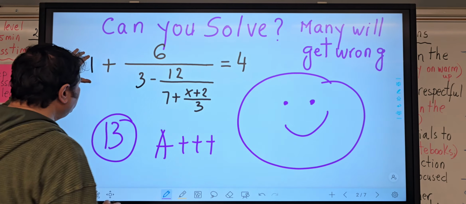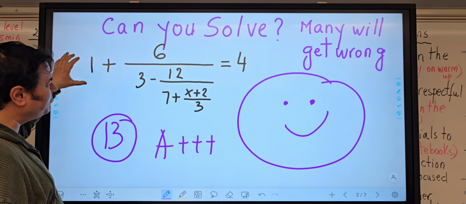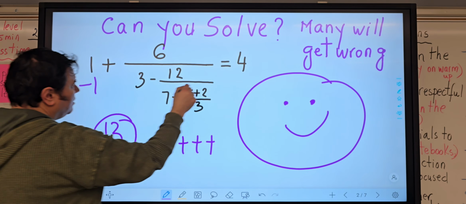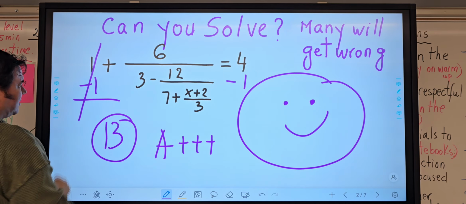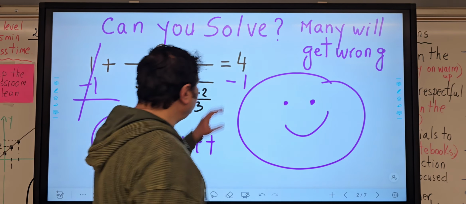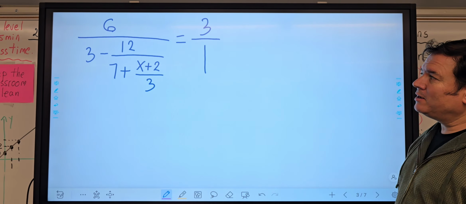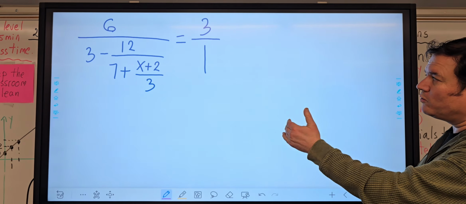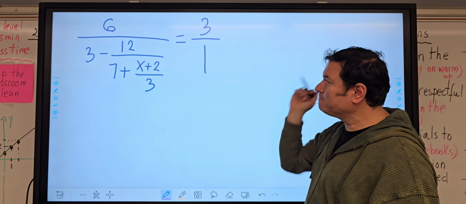First of all, we see that 1 is by itself on this side of the equation. So since 1 is by itself, we can bring 1 to the other side by subtracting 1 on both sides. If we do that, 1 and 1 cancel out, and of course we are going to solve for the variable x. Then 4 minus 1 becomes 3. We are right here now. We have 6 over 3 minus 12 over 7 plus x plus 2 over 3 equals, and we can write 3 as 3 over 1.